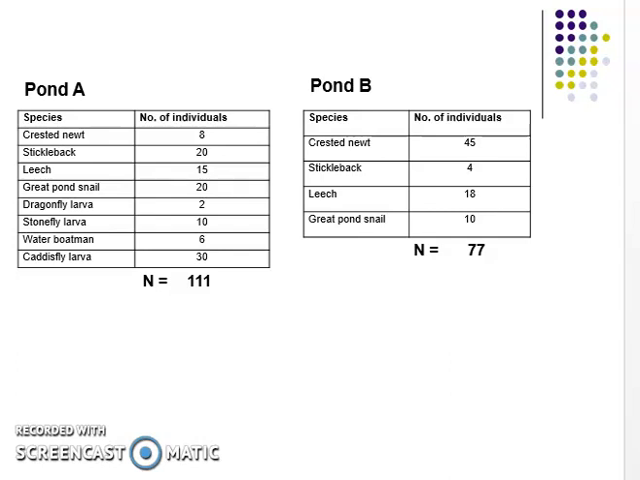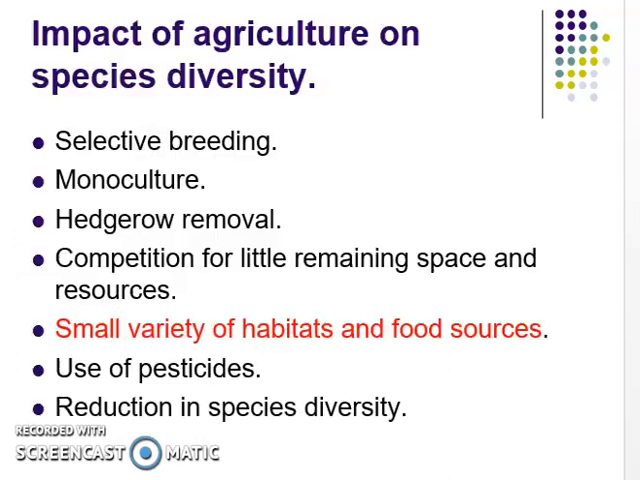Right, so this is the worked example. Obviously it's not worked at the moment. I'm going to do the next video you'll see underneath this, which has got the workings out of it. Okay, the last little bit to talk about is the impact on two things. The first one is how agriculture affects species diversity, and the second one is how deforestation affects species diversity.